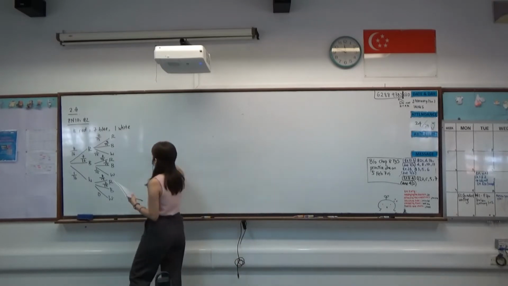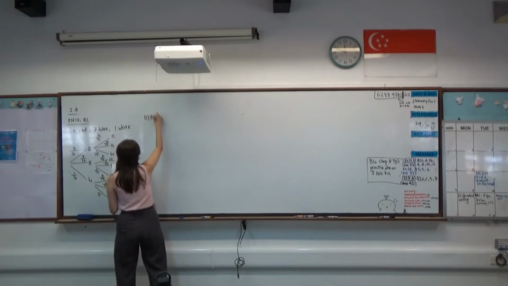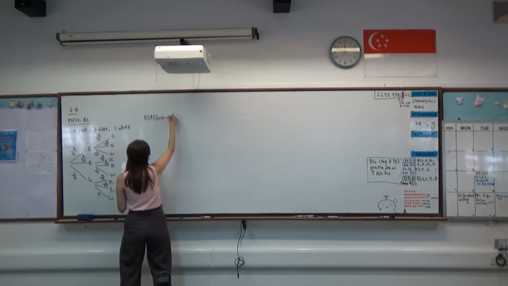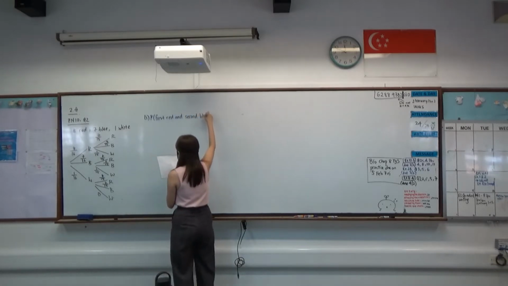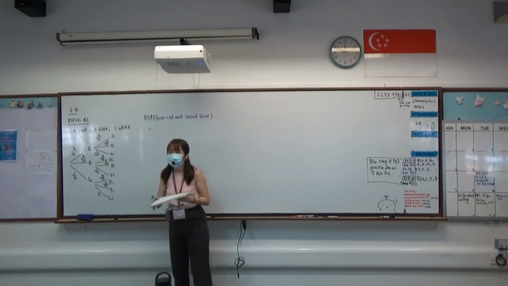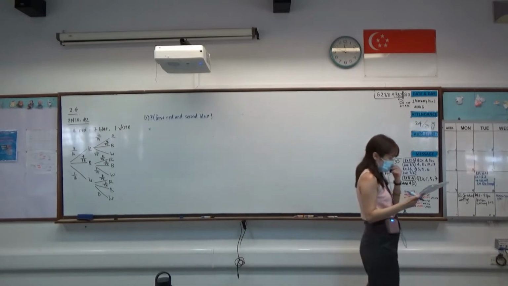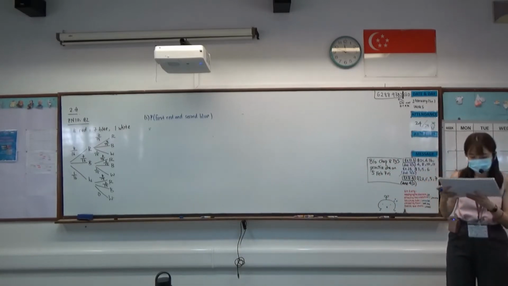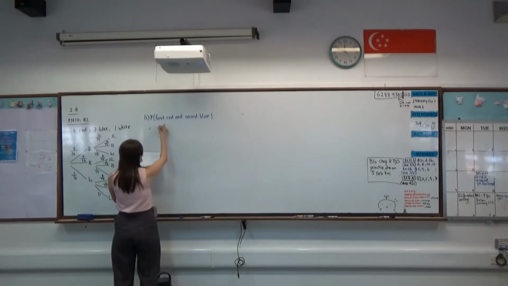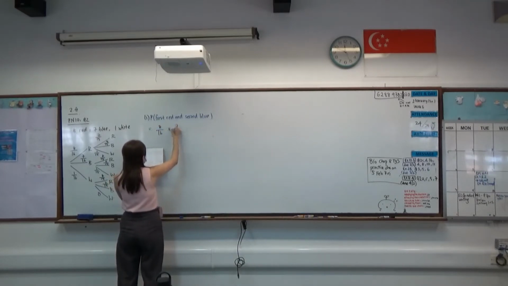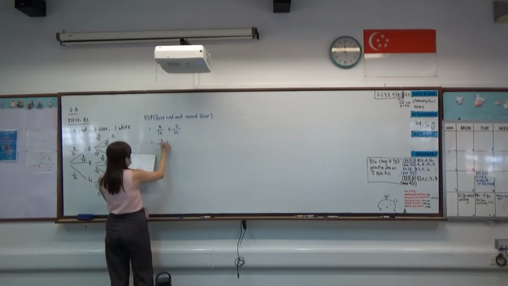Right, in part I, we want to find the probability that the first ball is red and the second ball is blue. What would that probability be equal to, Joshua? 7/30. How do you get that? 8/16 times 7/15, so we should be getting 7/30.